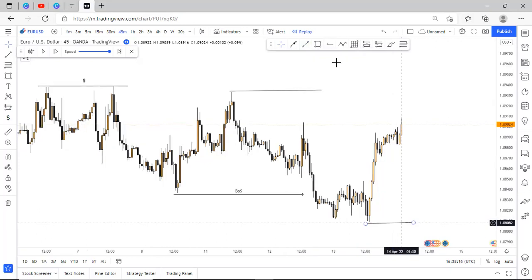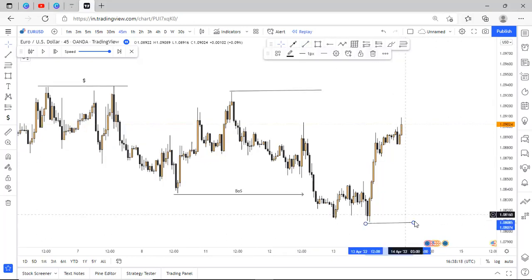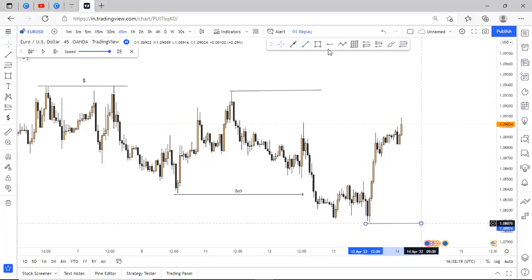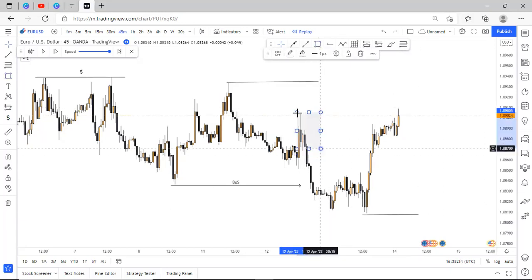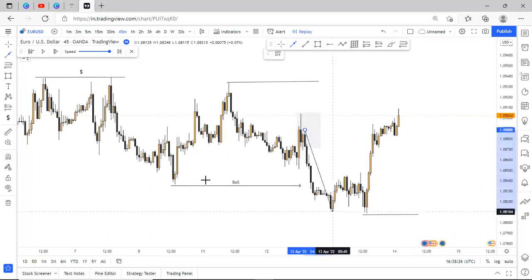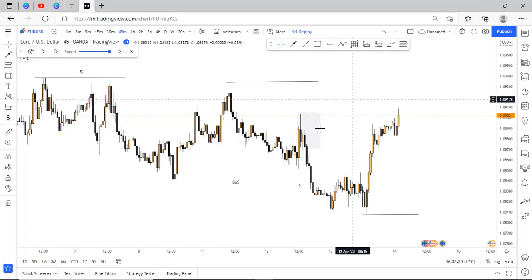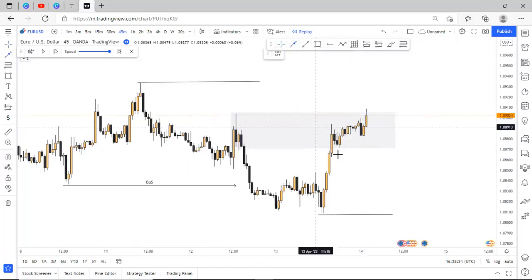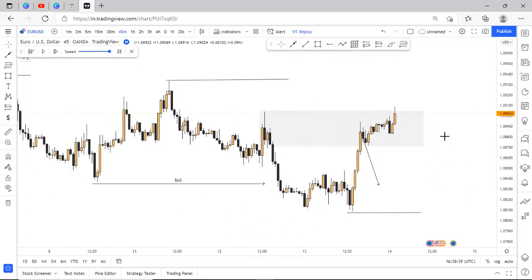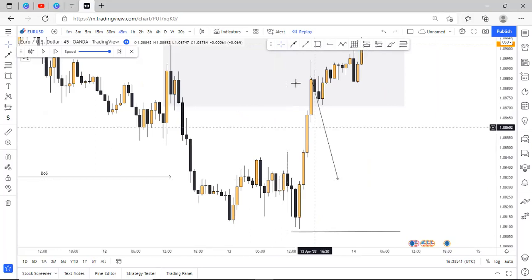Looking at it critically, we can say this was the zone that was responsible for this break of structure at this level. So if I was on the chart at this particular time, I'd be looking for sell trades from this zone to fill in this area of imbalance and unmitigated demand zone.